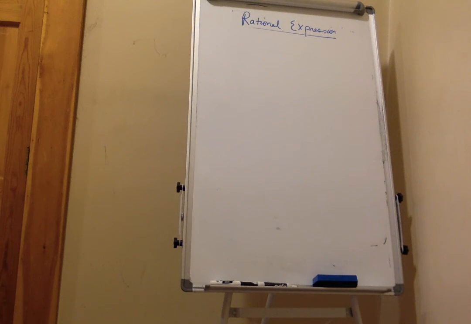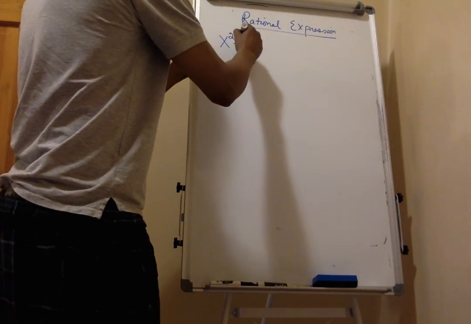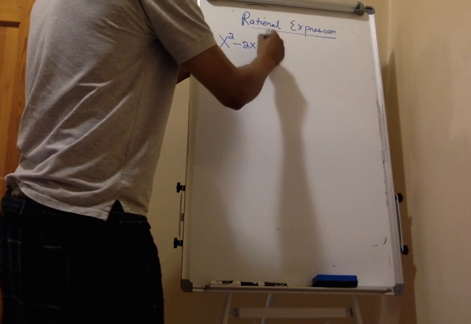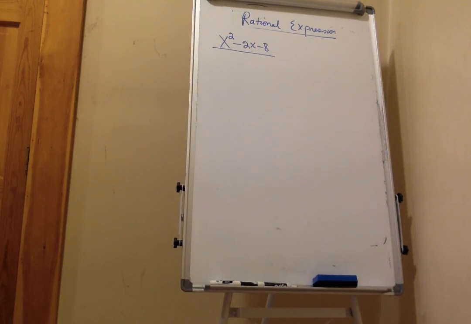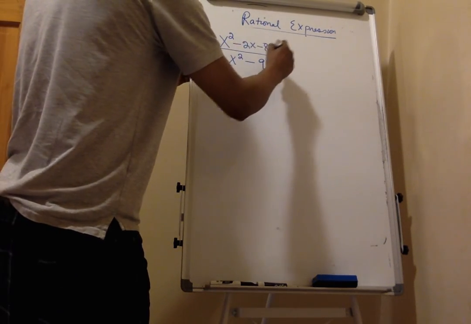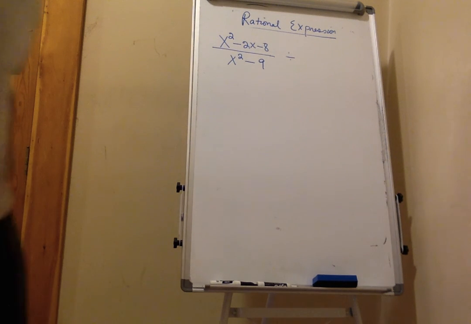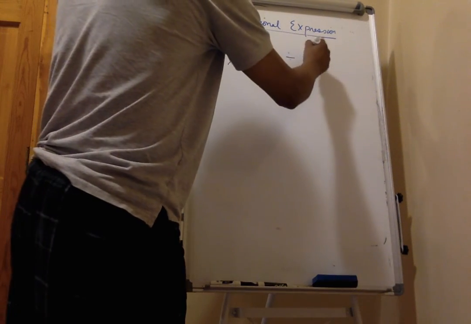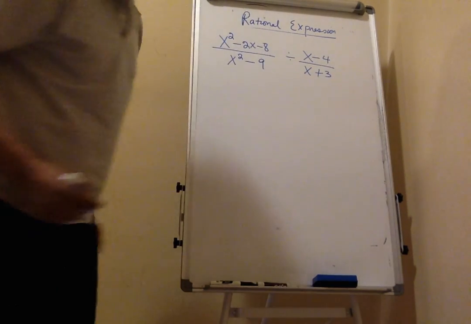And now let me do division. Suppose you have x squared minus 2x minus 8 over x squared minus 9 divided by x minus 4 over x plus 3. Okay.